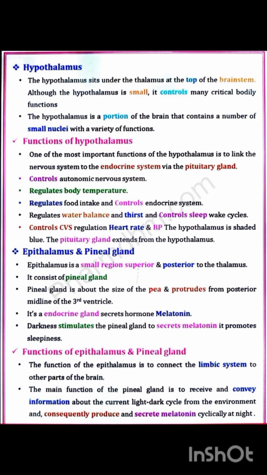Controls CVS regulation, heart rate and BP. The hypothalamus is shaded in blue color. The pituitary gland extends from the hypothalamus.